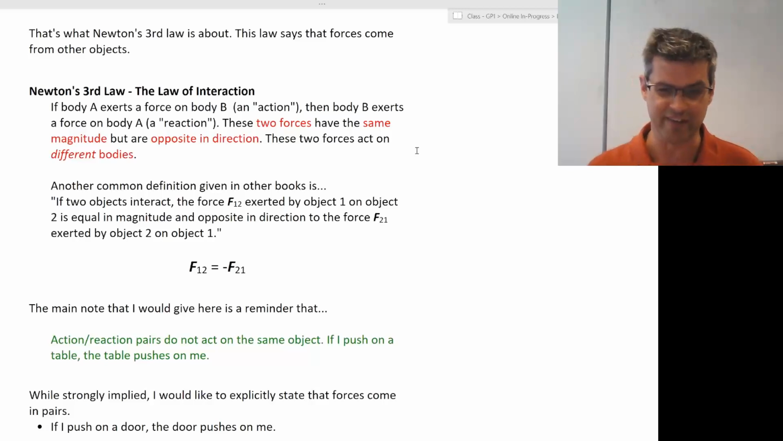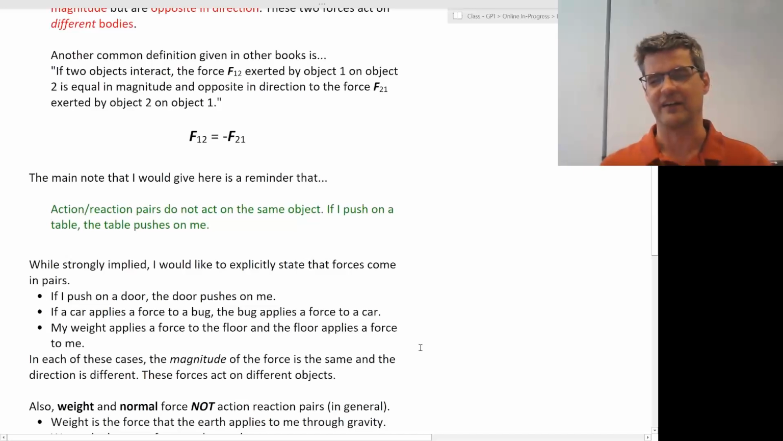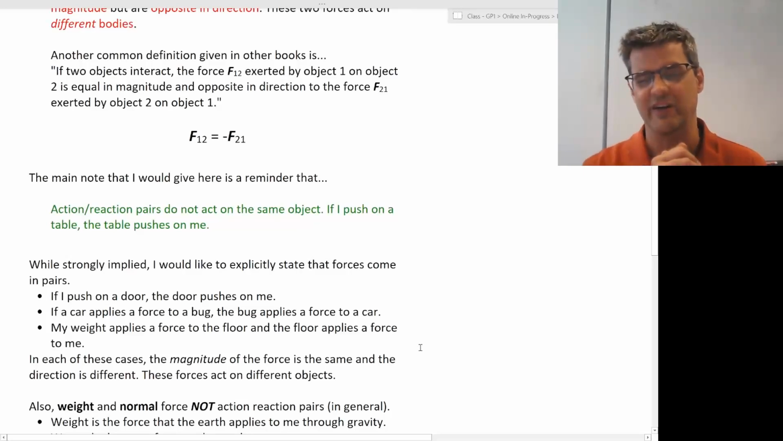Another way to say this is if two objects interact, the force F_12 exerted by object 1 on object 2 is equal in magnitude and opposite in direction to the force F_21 exerted by object 2 on object 1, mathematically expressed as this. Now a main note that I would give here is a reminder that action-reaction pairs don't act on the same object.